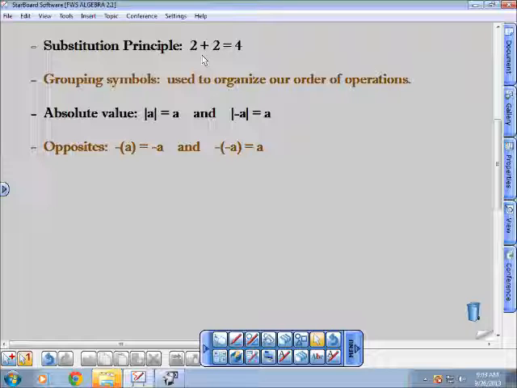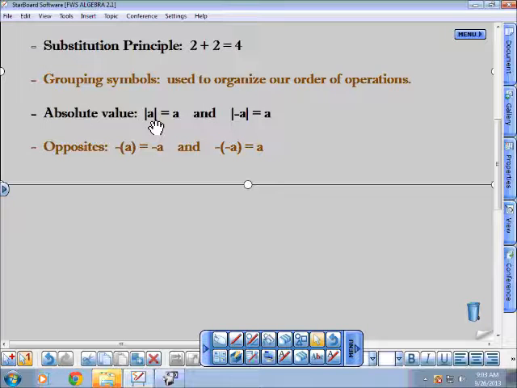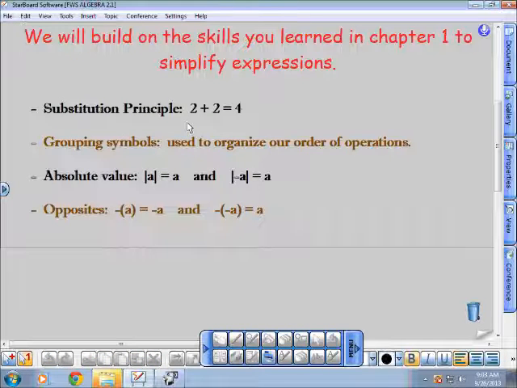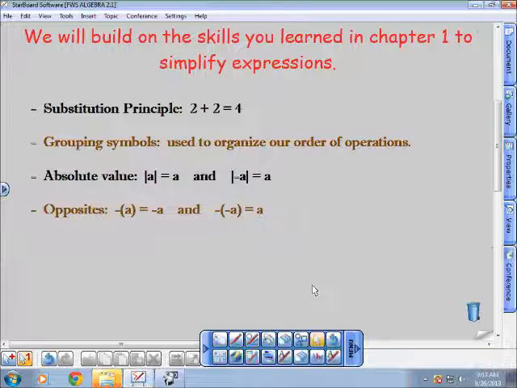The absolute value of a function, or of any item that you have, is going to be positive. So if you have the absolute value of A, it's just going to be A. And if you have the absolute value of the opposite of A, it's going to still be A. And then finally, for the opposites, the opposite of A is just negative A, and the opposite of negative A is A. So when we do the opposite, we just flip back.